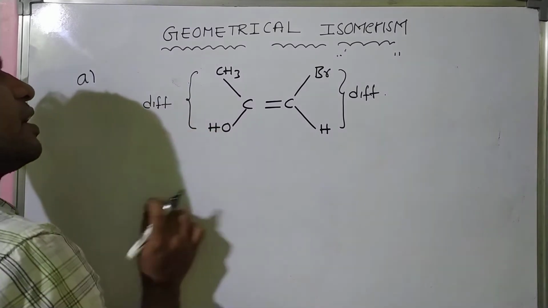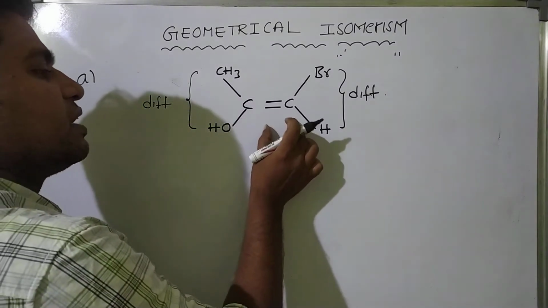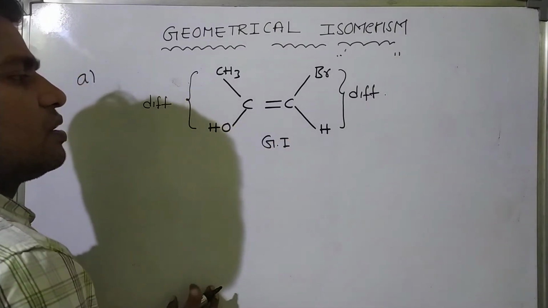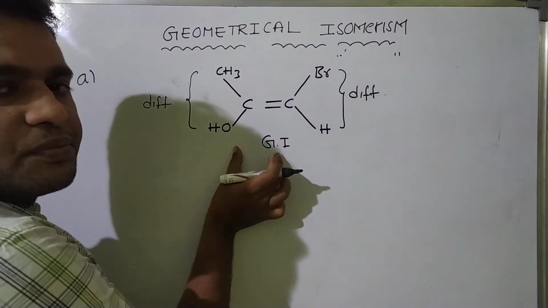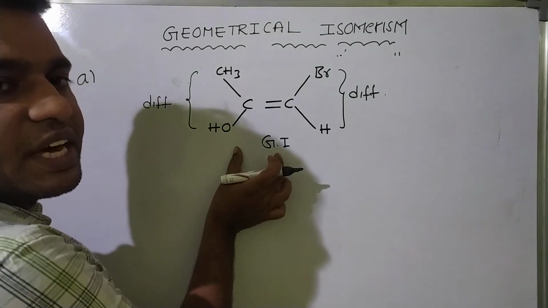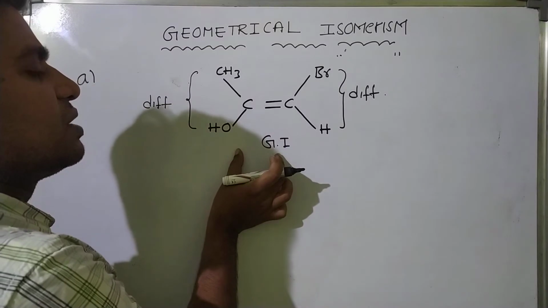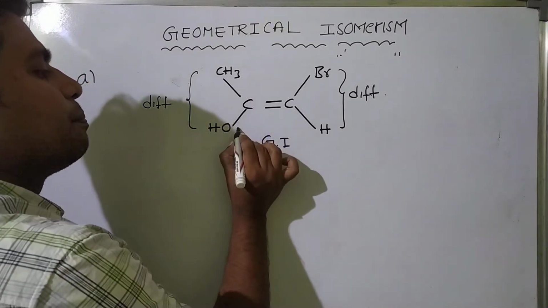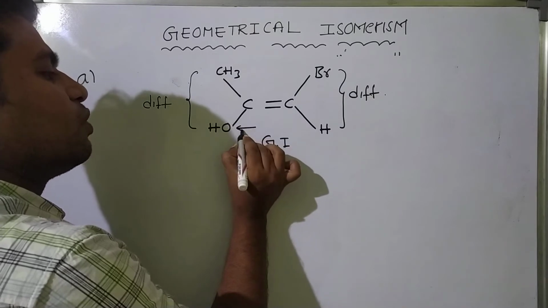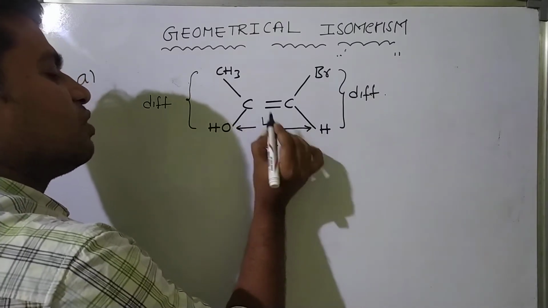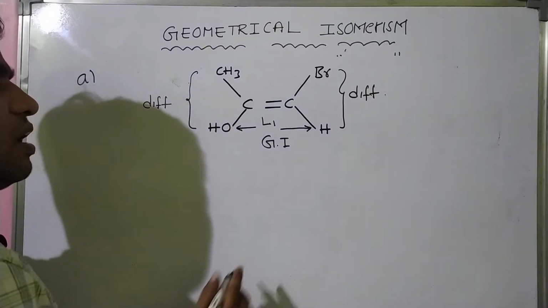Definitely this molecule will give geometrical isomerism. According to the first condition, it is fulfilled in this case. Now we will check the second condition. What is the second condition? Now we will measure the distance between this OH and this hydrogen. Say it is L1. Okay.